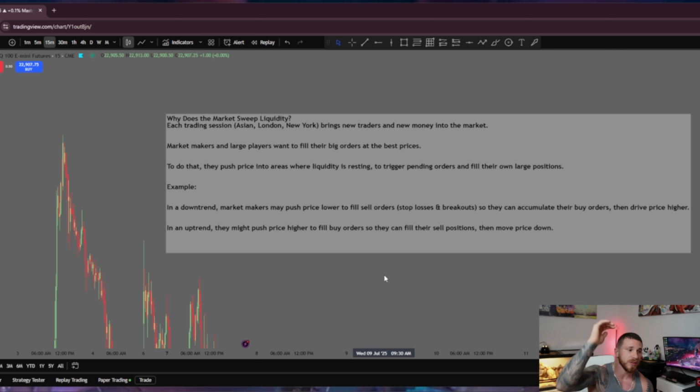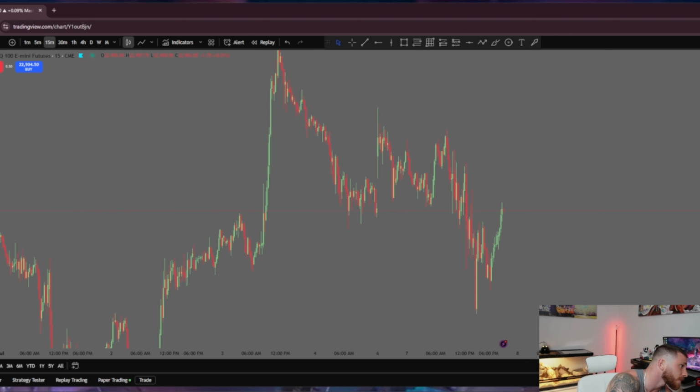So again, we have all those people with their buy, sell, stop orders, all those people with their resting orders, for the market makers to come up and fill in all those orders by taking those people out. When they take those people out, they fill their orders with those positions, and then they continue the price in the opposite direction. Cool. Quick recap, we'll go over.